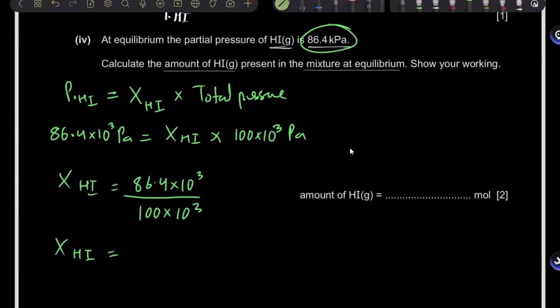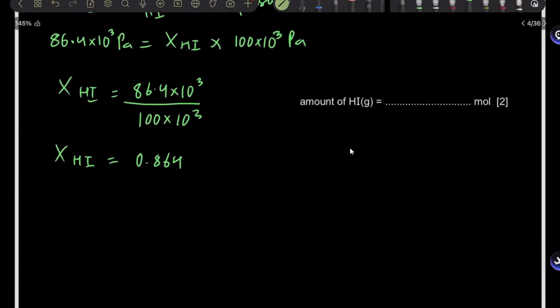I'm getting 0.864. But is this the moles of HI or the mole fraction of HI? The mole fraction. That's the mole fraction of HI. So what do I do now? Would I apply the mole fraction formula? The mole fraction would be the moles of HI divided by the total moles at equilibrium of all the gases. That is equal to 0.864.